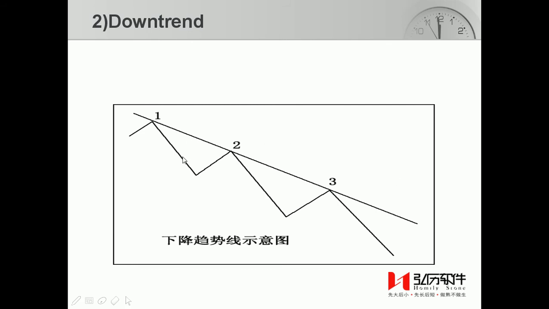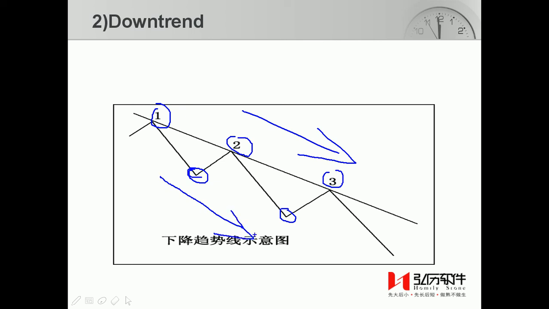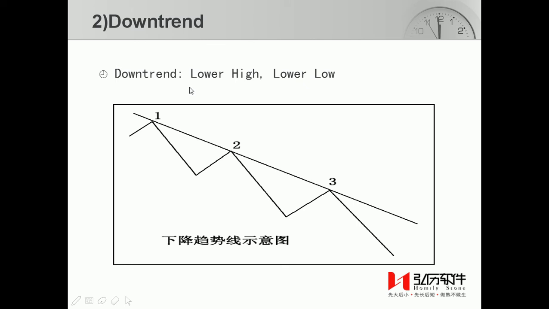Okay, so let's see the downtrend. This is the second trend. Here I show you a picture. Here is a high point, and here a high point. We can see the high points go lower and lower. That is the lower high, right? And then we pay attention to the low points. Actually, the low points also go lower and lower. That means here is the downtrend, right? Downtrend is the lower high and lower low. Okay, so this is the second trend.